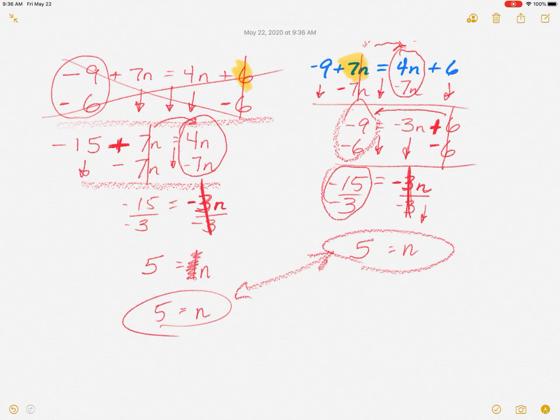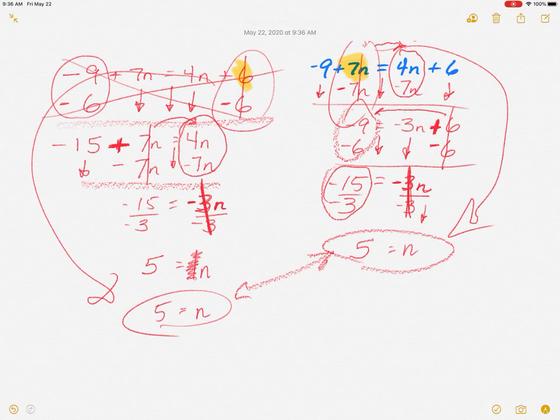These are the same thing. We did it a completely different way. Over here, we started by subtracting the 6. Over here, we started by subtracting the 7n. With both ways, we ended up with the same answer, which was n equals 5.